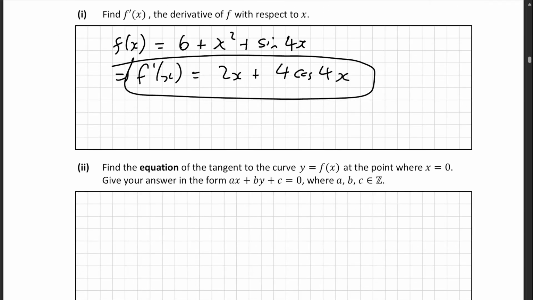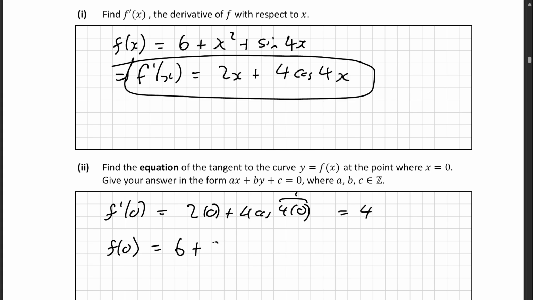Then find the equation of the tangent to the curve, giving your answer in that form. Okay. So at x equal to 0, we'll have f dash of 0, 2 lots of 0 plus 4 cosine of 4 lots of 0. Cosine of 0 is 1, so our slope is 4. Then f of 0 is 6 plus 0 plus sine of 4 lots of 0. Sine of 0 is 0, so that goes, and we get 6.